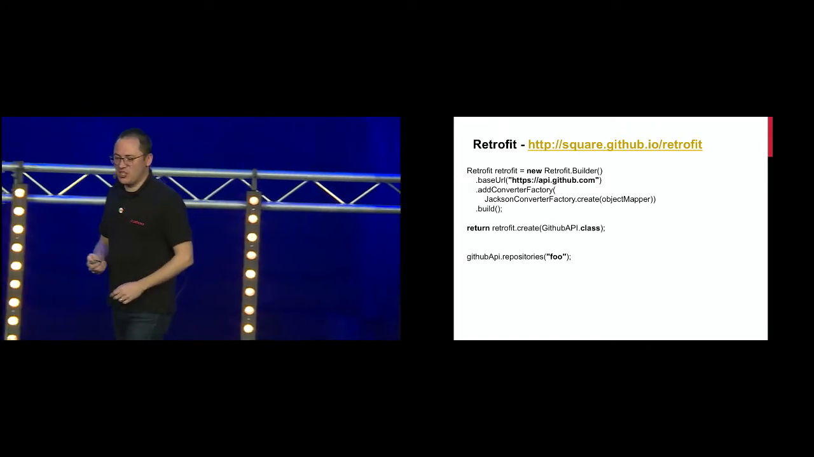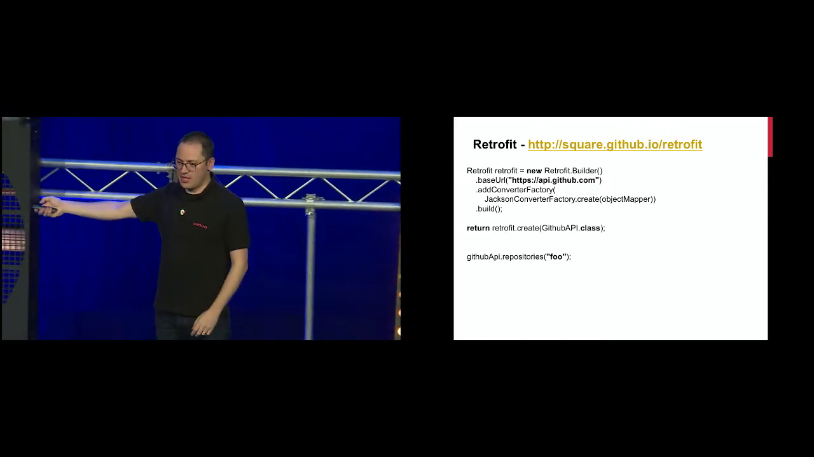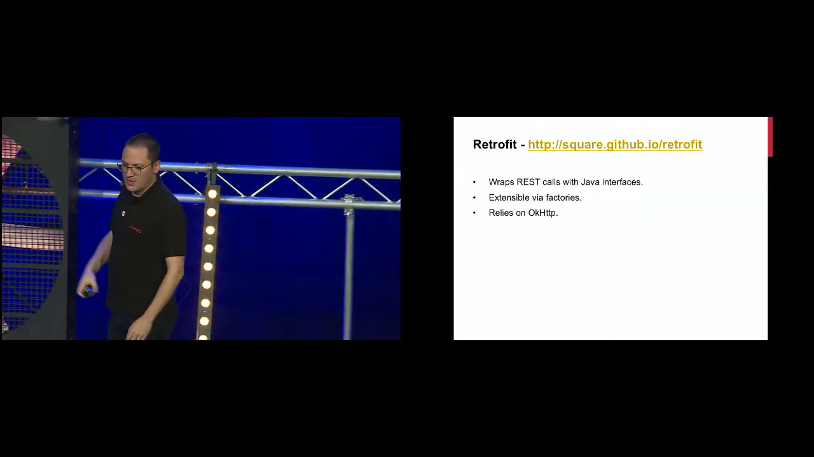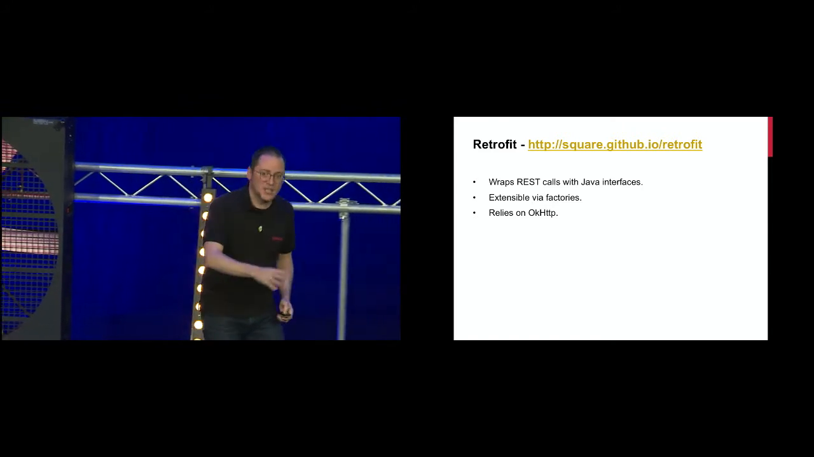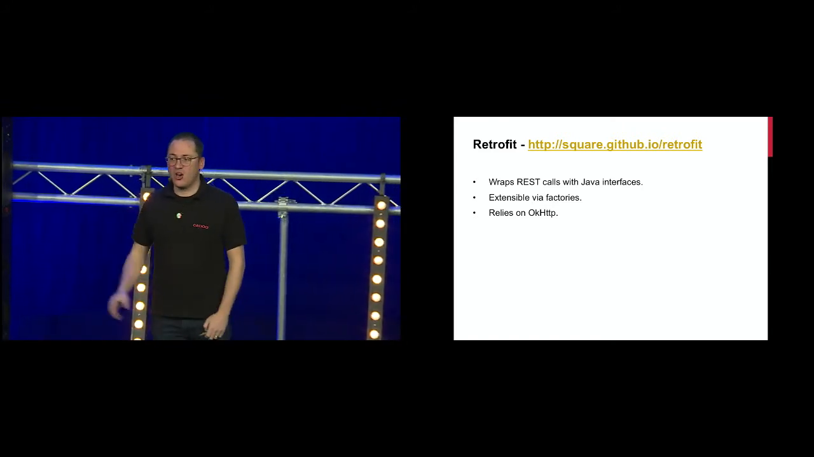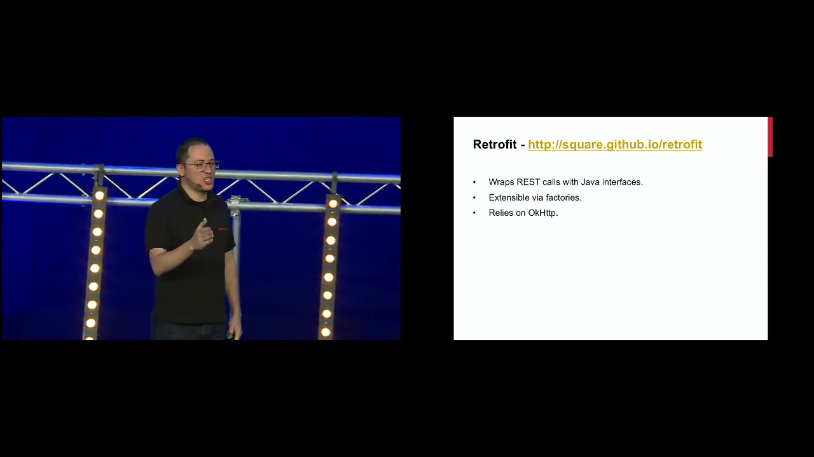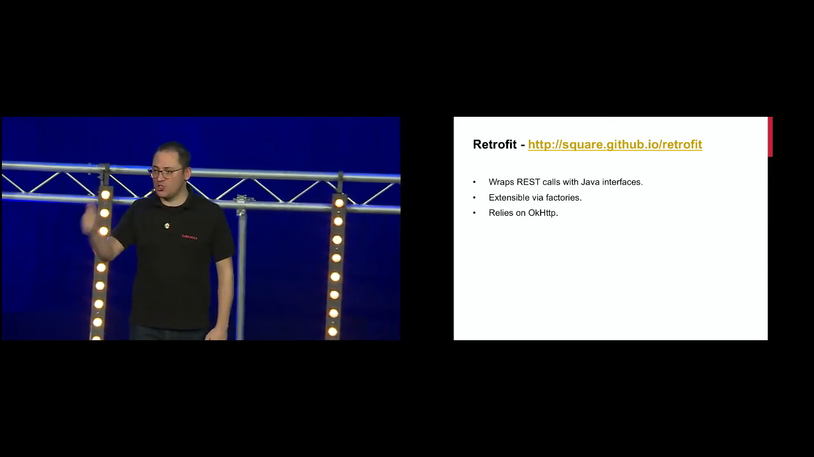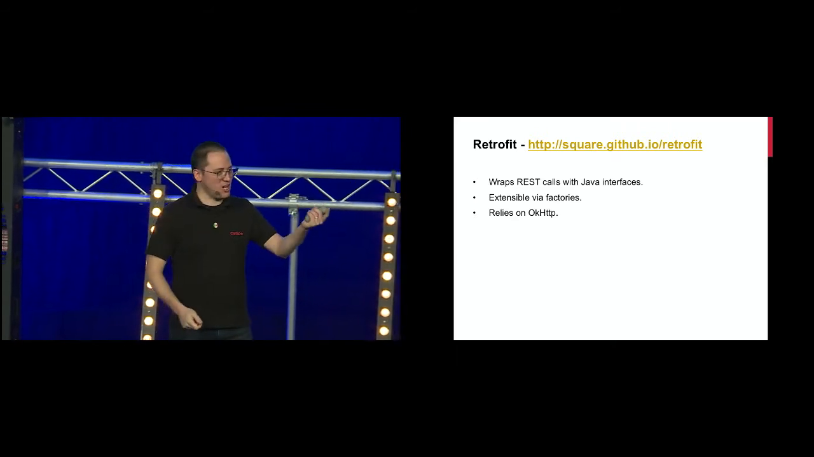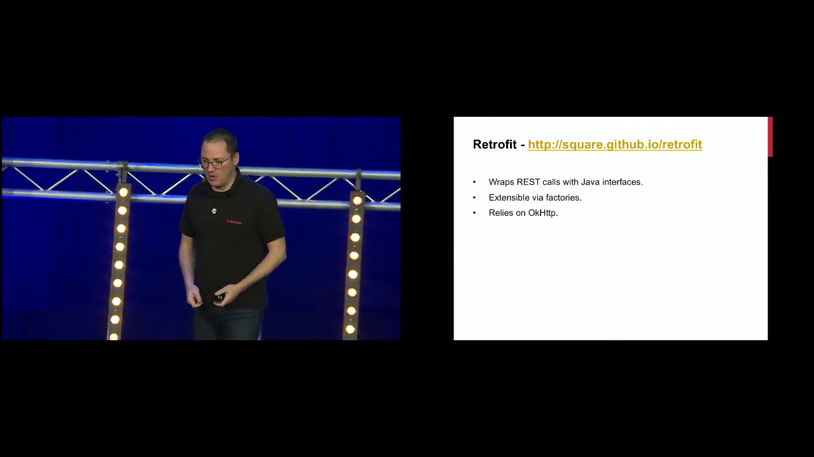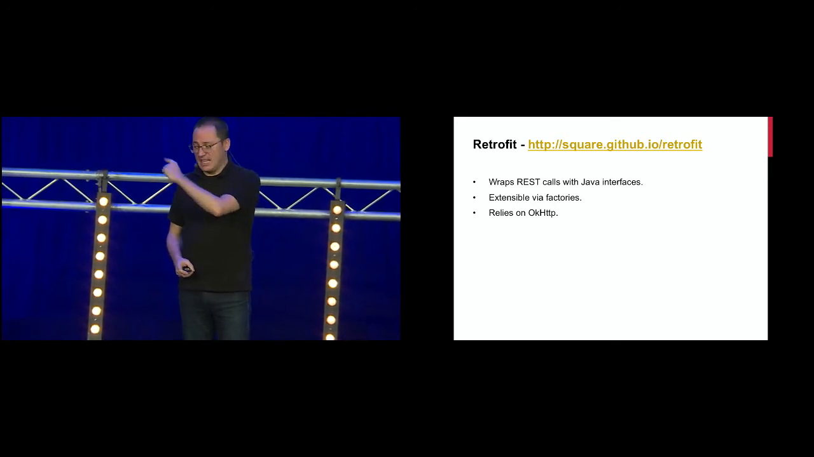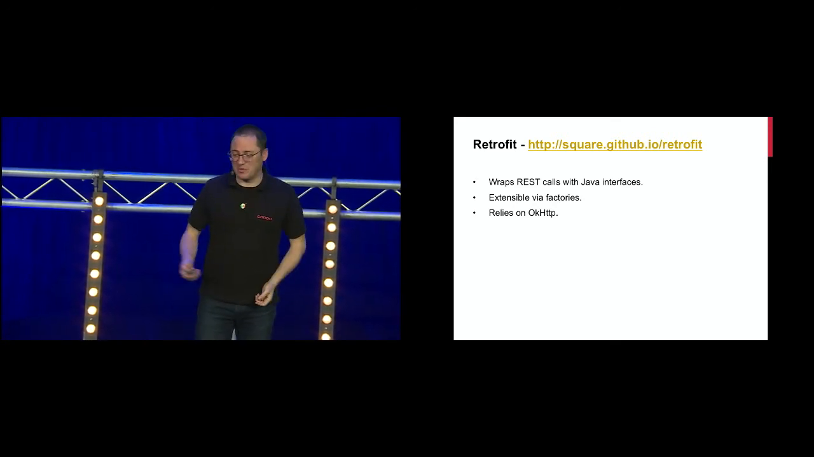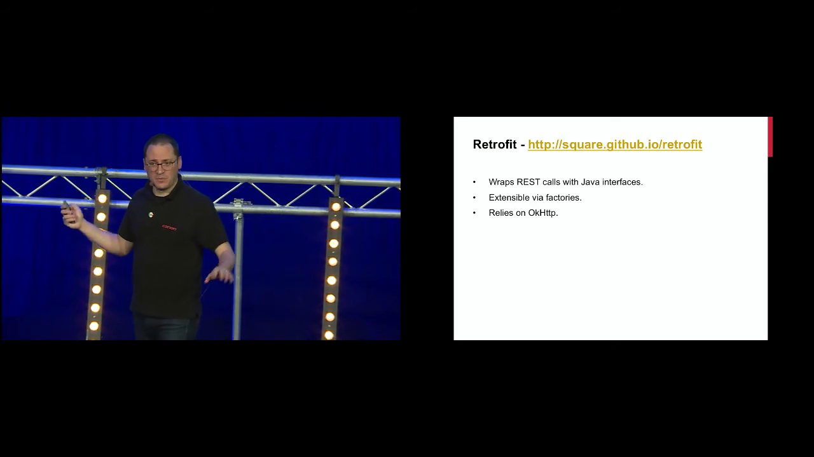So the advantage of Retrofit, is this thing still working? Oh, yeah. It wraps REST calls with Java interfaces. You just define an interface. Boom, you're done. Under the covers, you have an OkHttp client, which means that if your server is HTTP/2 ready, your client is going to be HTTP/2 ready as well. It's extensible via factories. We just saw the Jackson one, and in the next step, we're going to see another factory. So far, so good?